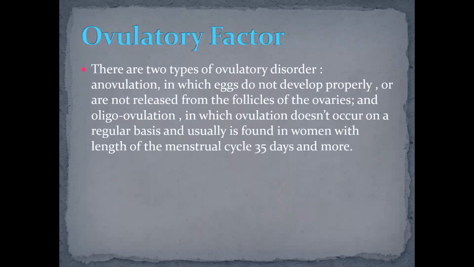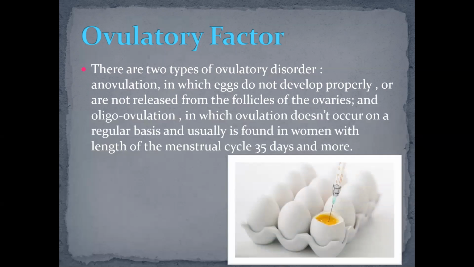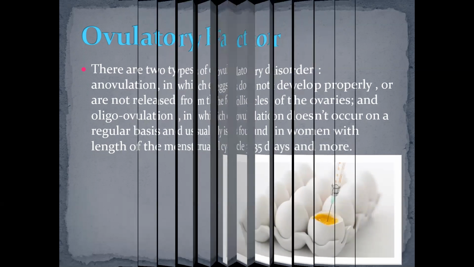Next is the ovulatory factor. What is this? There are two types of ovulatory disorders. Anovulation, in which eggs do not develop properly or are not released from the follicle of the ovaries, and oligoovulation, in which ovulation doesn't occur on a regular basis and usually is found in women with a menstrual cycle length of 35 days and more.